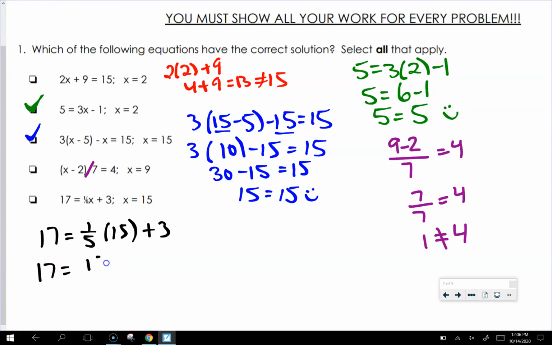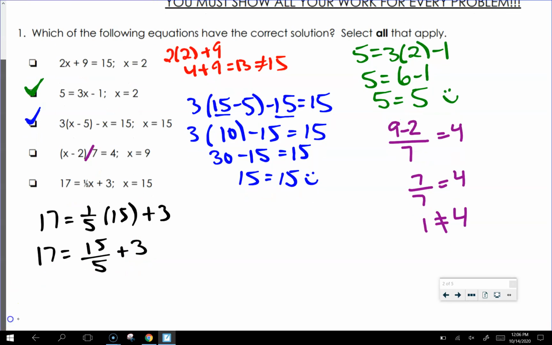So I can put 15 over 5 like that. That's the same thing. What is 15 divided by 5? It is 3. Good. 3 plus 3 equals 6, which is not 17. So am I going to check off the box? No. Again, I showed work for each example.